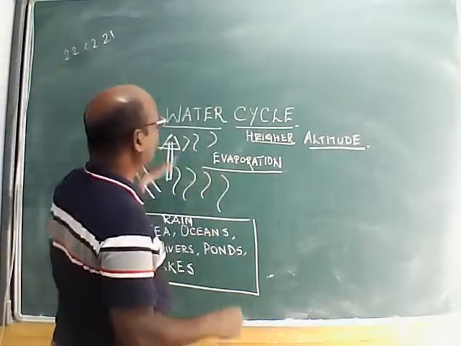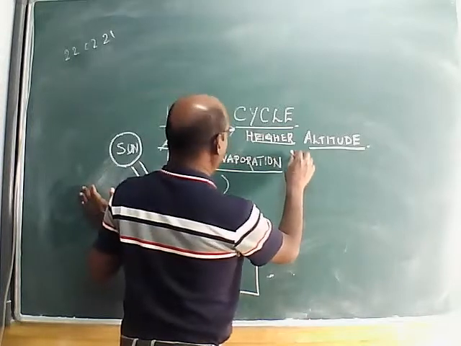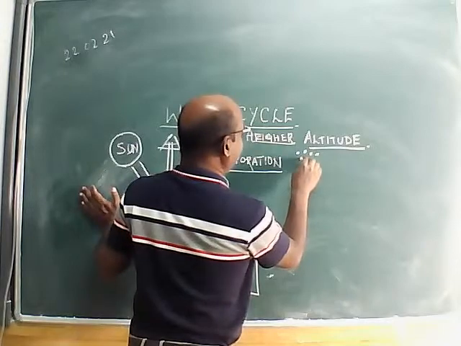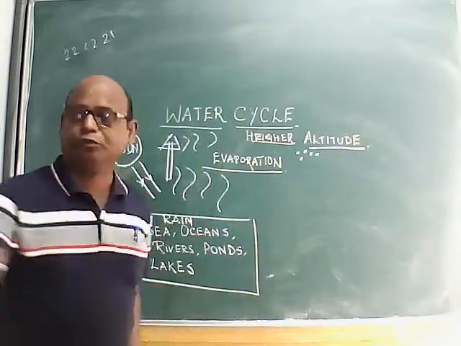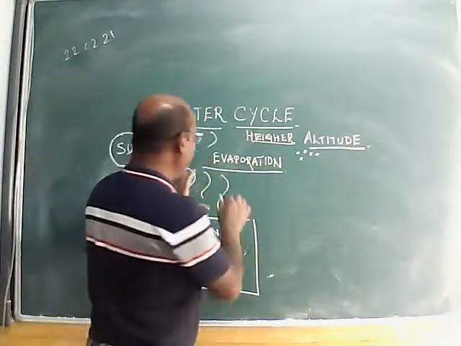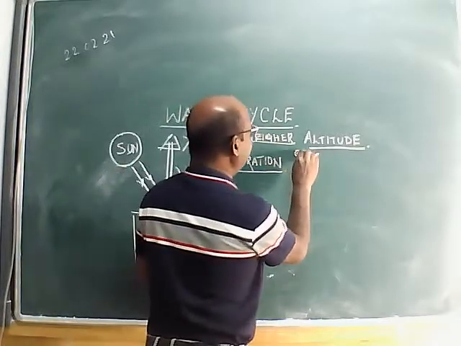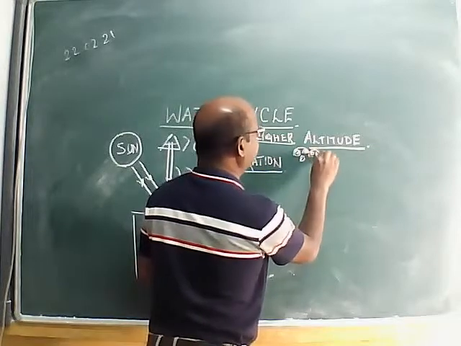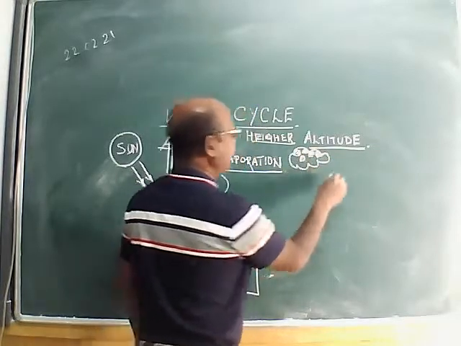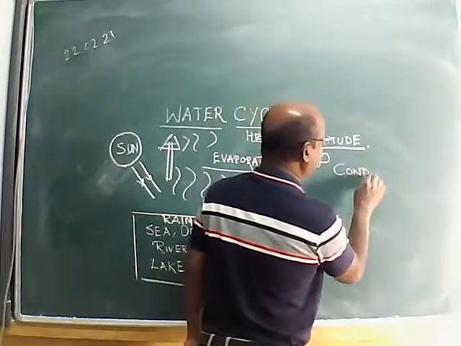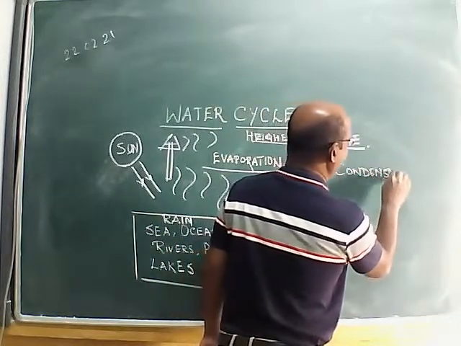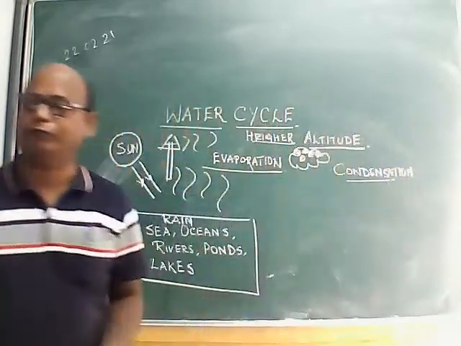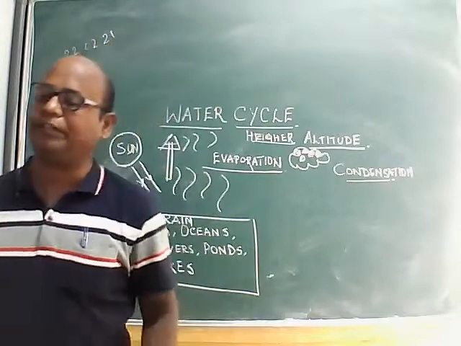So as we move up, it gets colder, and at the higher altitude, these water vapors get condensed on these dust particles by the process known as condensation, the conversion of water vapor into water droplets on cooling.